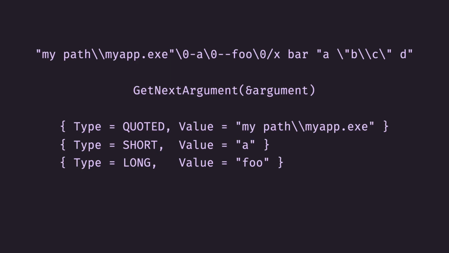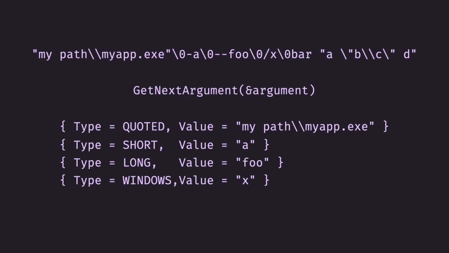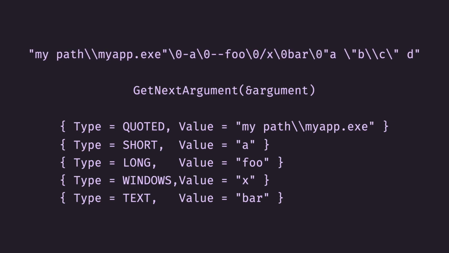Then if I call next argument again, I will get a type of Windows, because the slash signifies a Windows command line argument or something that is typical for Windows, and I will just return the X. And again, I will add a zero termination character to the original string. Then after another call, I will get a type of text, because this command line argument is not preceded by a slash, a minus minus, or a minus. Also, it is not quoted, so it's just a simple text. And the value will just be bar, and again, the space will be replaced with a zero termination character.